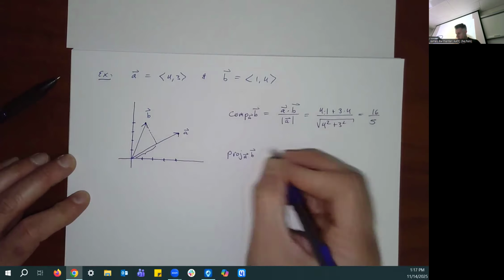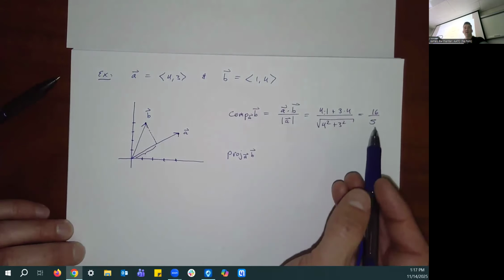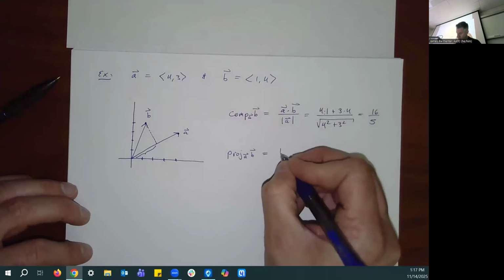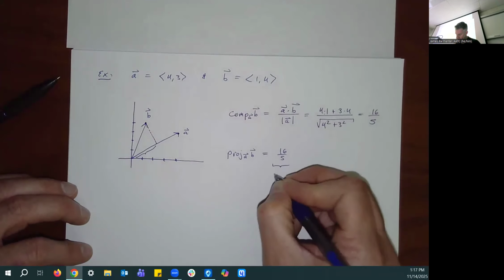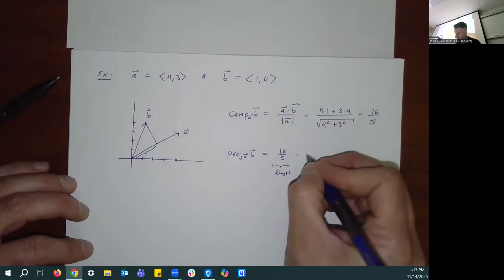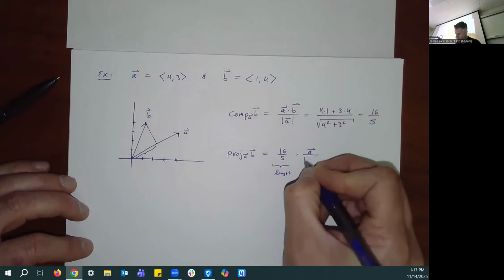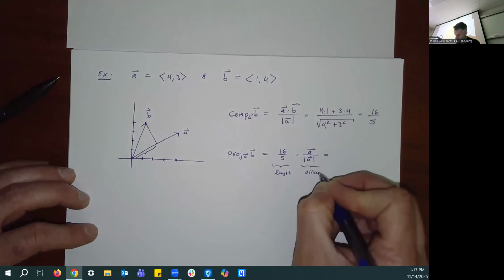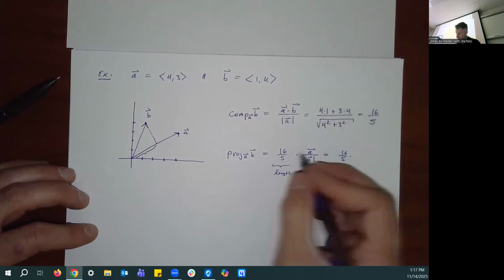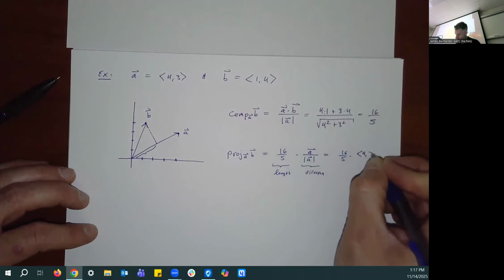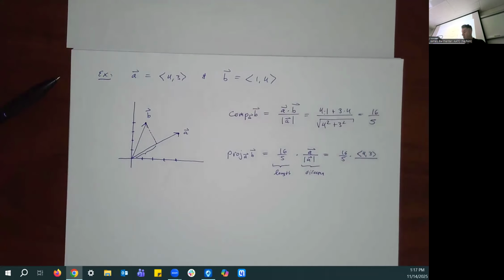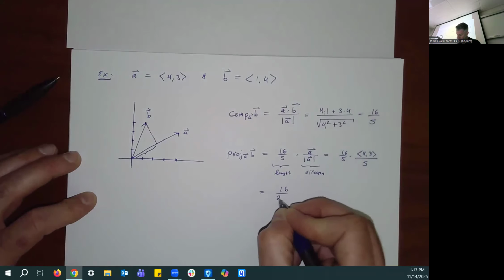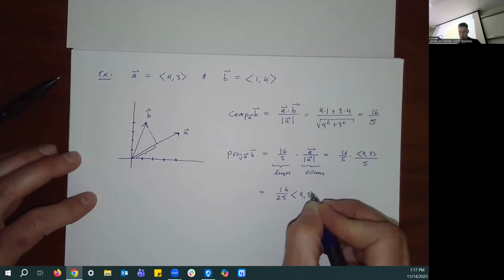Now, here's what I'd say about the projection. Since we already know the component, you could just multiply it by the direction vector. We could say it's going to be exactly 16 over 5. There's your length, multiplied by the vector A divided by its own magnitude, which would be, in this case, 16 over 5 times the vector A, which is the vector 4, 3, divided by the magnitude of A, which we just found to be 5. So this looks like we're getting 16 over 25 times the vector 4, 3.